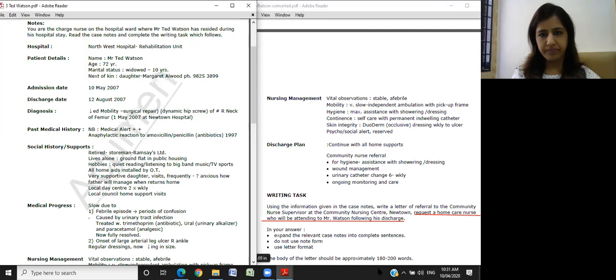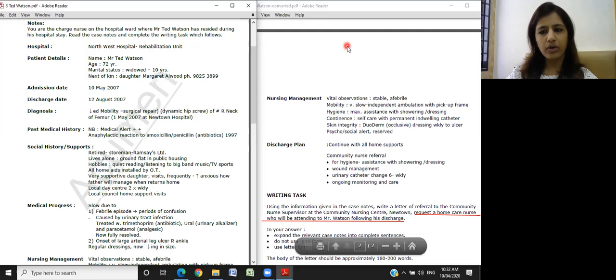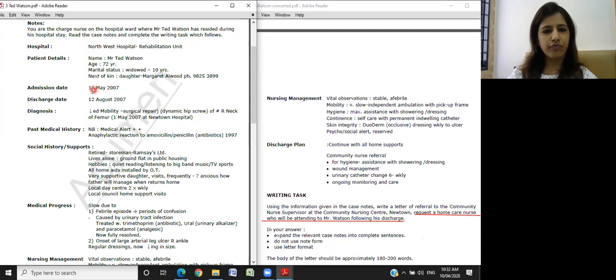Okay, so I hope by now you would have been able to read through the whole case notes. So we understand so far that this is a patient who was admitted to your rehabilitation ward, probably on 10th May. See, when he had the surgery? 1st May. So that means the surgery didn't happen in your unit. And again, you are in the rehab unit. So definitely the rehab unit would not have immediate postoperative patients.